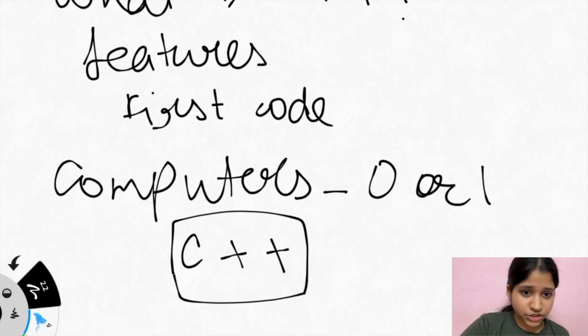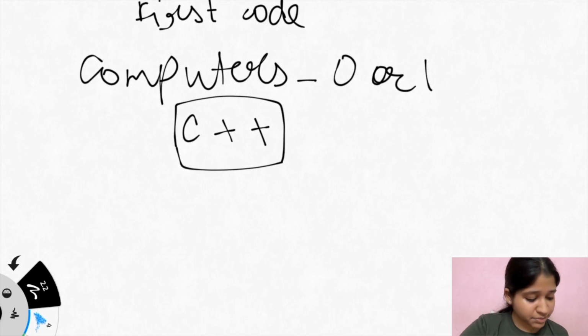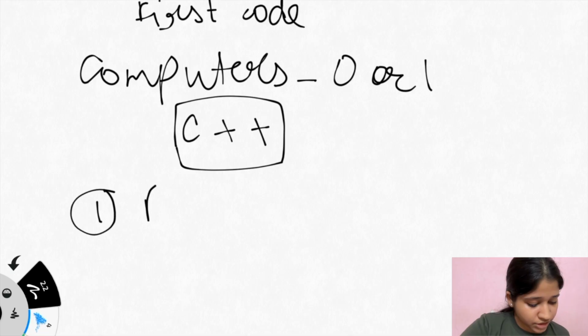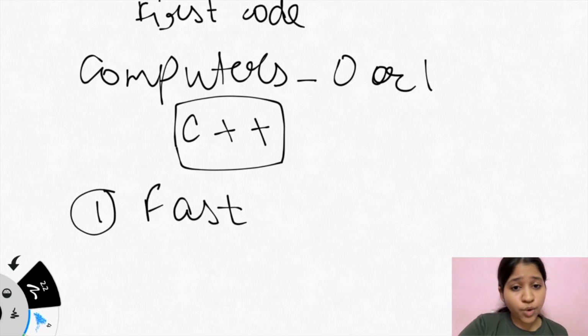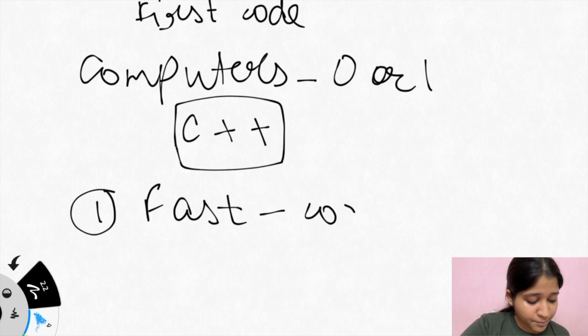Now let's come to features. What are the features available in C++? So the very first feature is that it is fast. So now why is it fast? Because it is a compiled language.